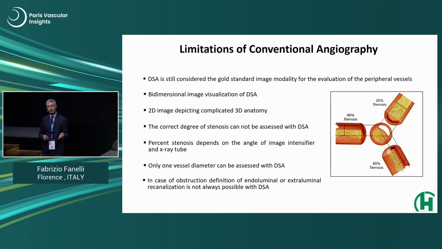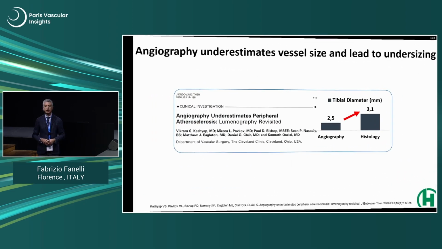But from that point, we know today there are a lot of limitations about angiography because, according to the projection, we can have a more severe stenosis or less severe stenosis. We are not able to evaluate the correct diameter of the vessel because generally angiography is going to underestimate the caliber. And we know how important the caliber is.